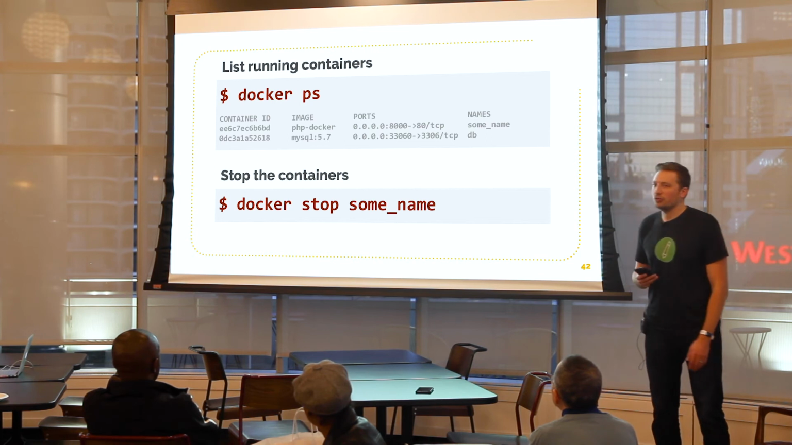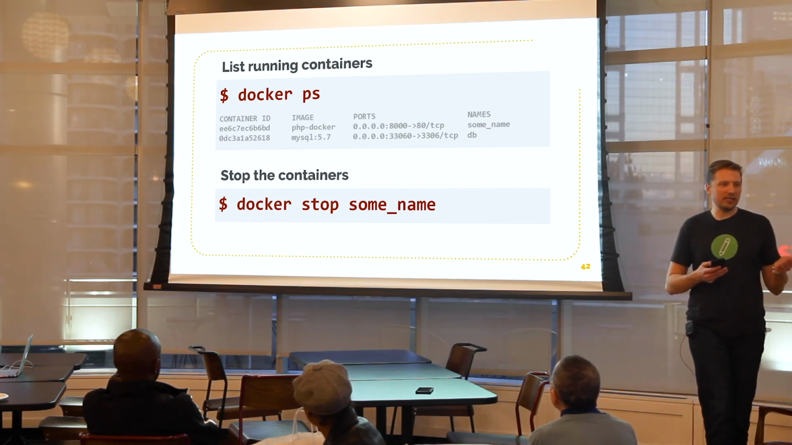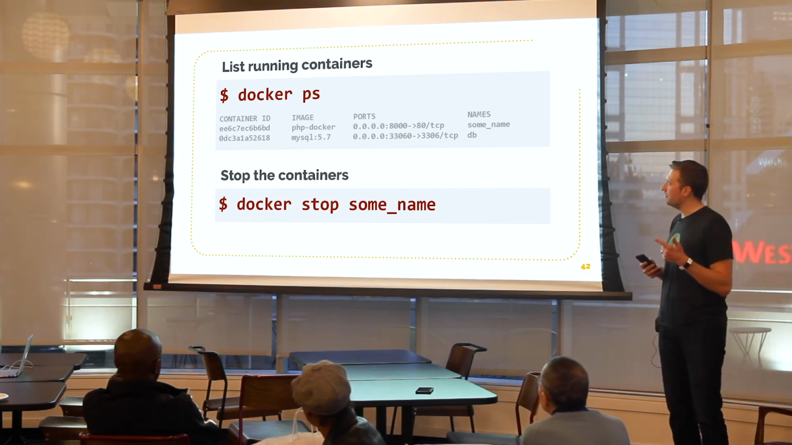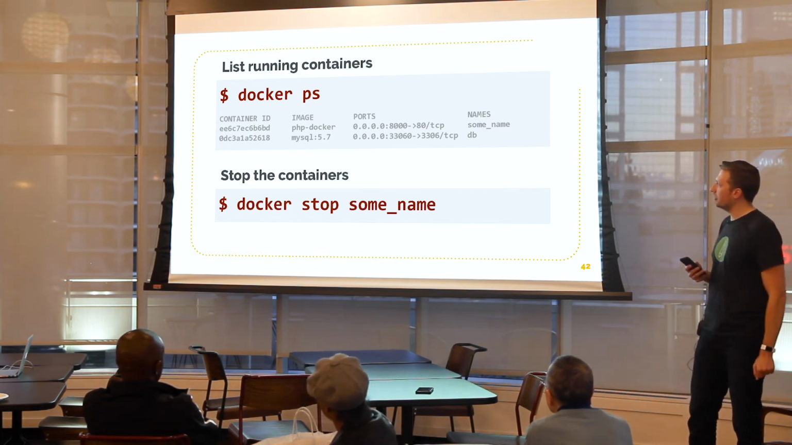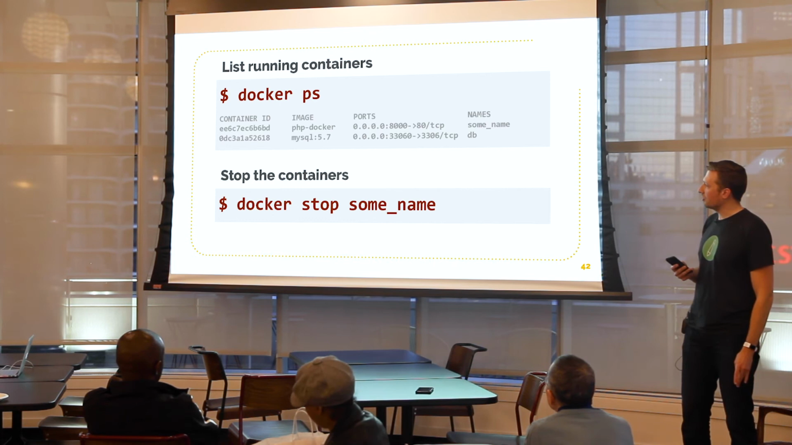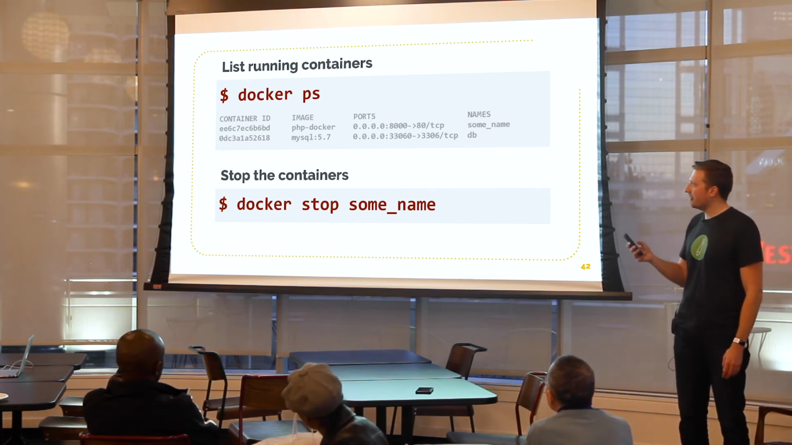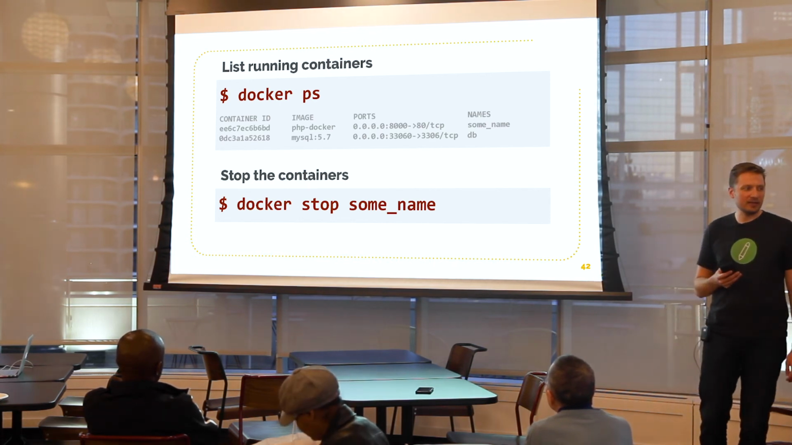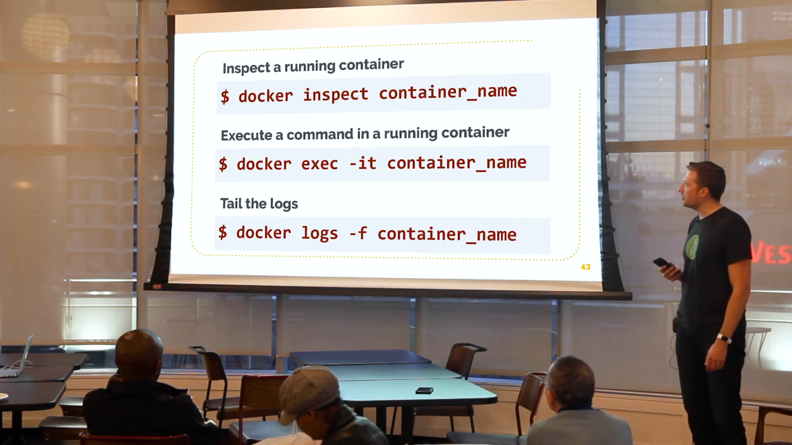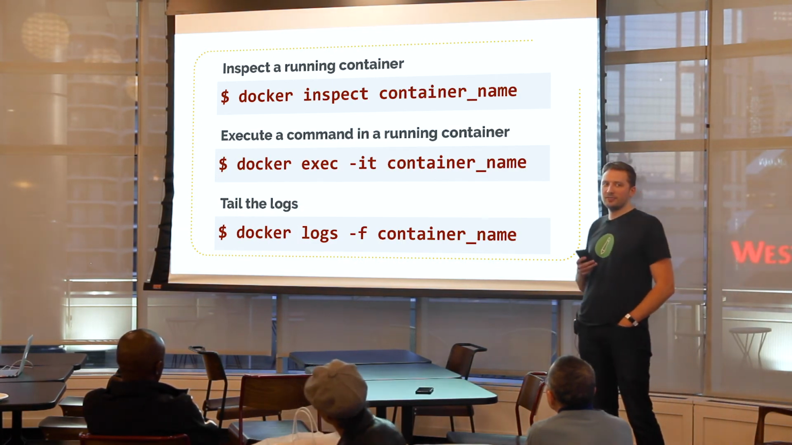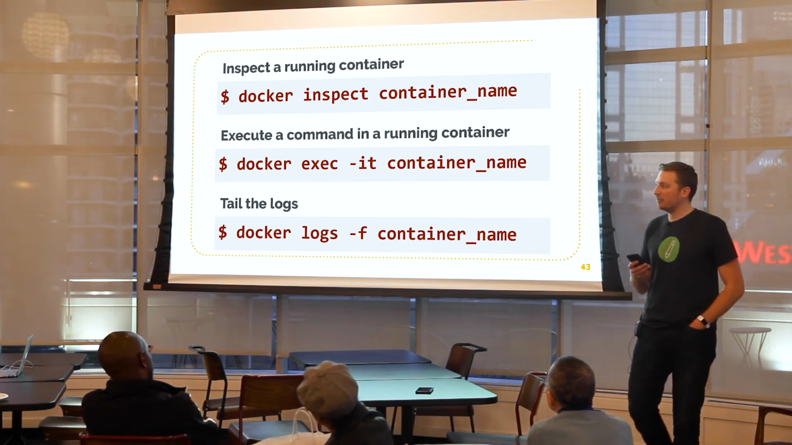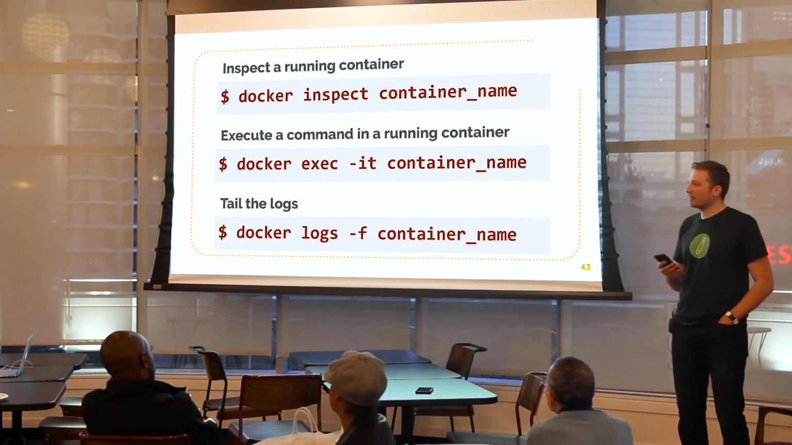Some other commands that are super handy, so you can list all the running containers, and this is docker ps. That's just going to show you the names of them, what ports they're using, and then if you want to stop them, you say docker stop, and then the name or container ID of that running container. You can inspect a running container, which lets you see the environmental variables, any of the flags that were run at start time, anything else about that container.